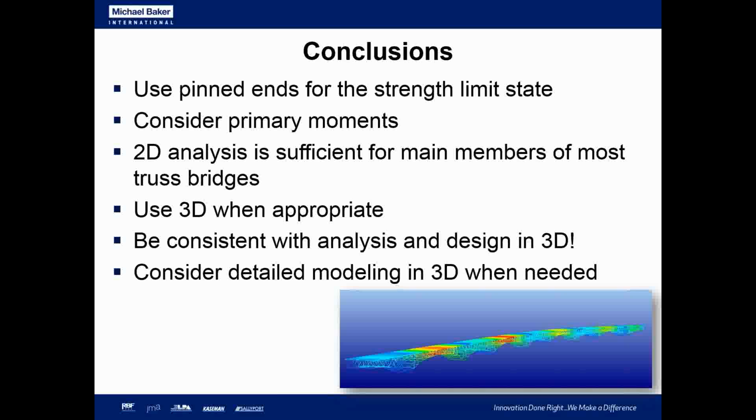We did see that you should always consider primary moments in truss bridges, say due to load applied away from a joint. If you have a deck truss where the top chord is continuous or composite with the deck, it's going to induce primary moment. Any case where load is applied away from a joint or work lines don't meet in a single point will create a moment. Those moments we've seen do have a real effect in decreasing ultimate strength, and they should be considered. But we've seen 2D analysis is sufficient for the main members of most truss bridges, but there are cases, I think, where 3D is a good call.